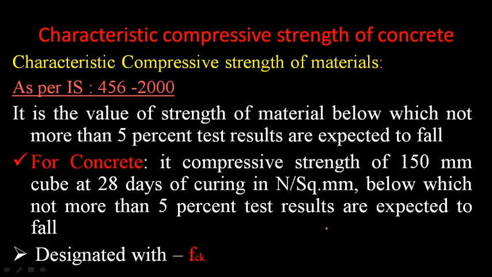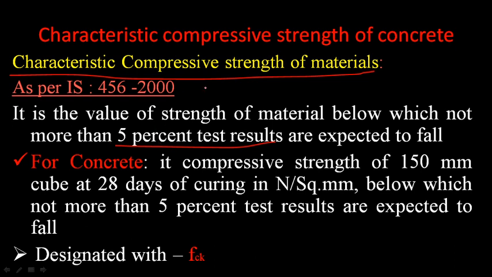Right? Now let us discuss what is the characteristic compressive strength of concrete. Generally in our RCC design, the compressive strength of concrete is represented in terms of its characteristic compressive strength. So what is the characteristic compressive strength of any material? The definition given by IS 456-2000: it is the value of strength of material below which not more than 5% of test results are expected to fall. What do you mean by 5% of test results are expected to fall?